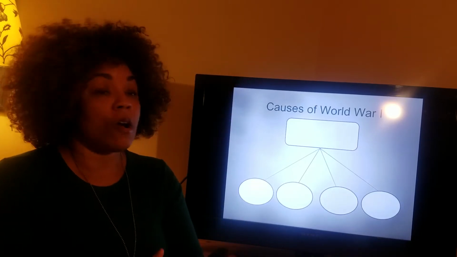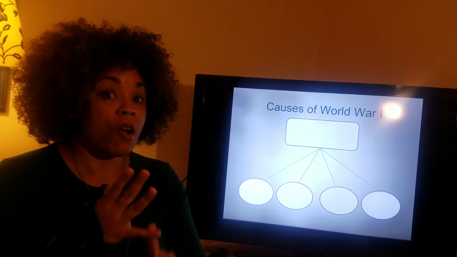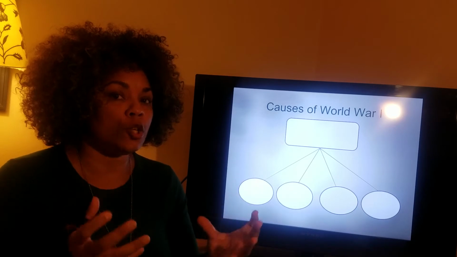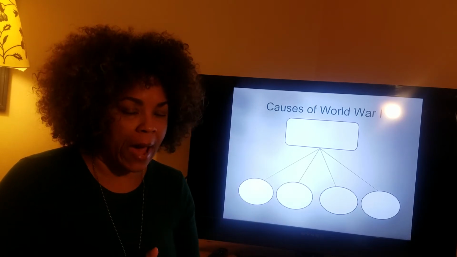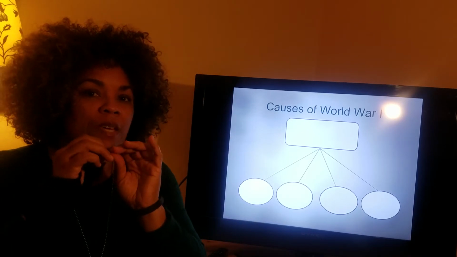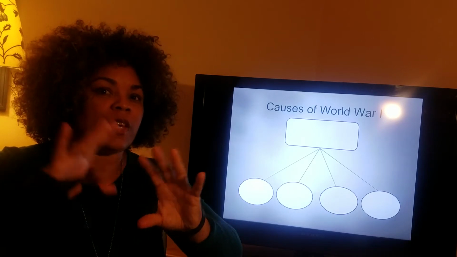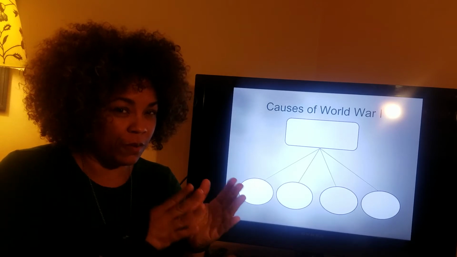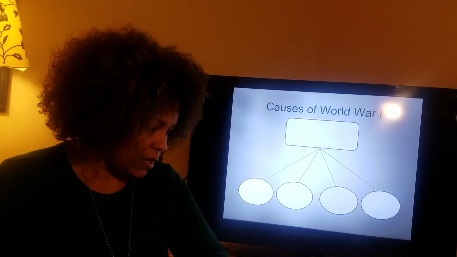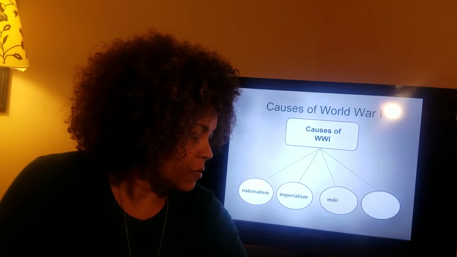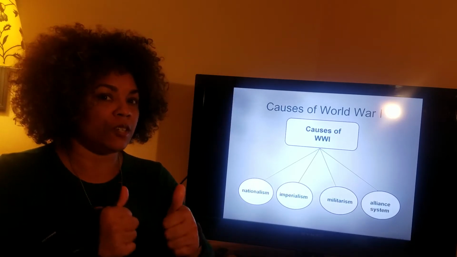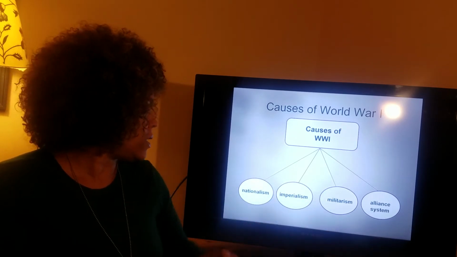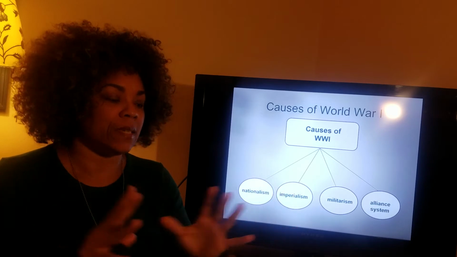All right, the causes of World War One. There are causes and then there's the catalyst. The causes were the underlying huge, big reasons why the war even happened. The catalyst was the one event that initiated the whole thing and set everything in motion. Those are two different things. So the causes, as many of you listed in your exit ticket, good job, were nationalism, imperialism, militarism, and the alliance system. Those were the causes, okay?